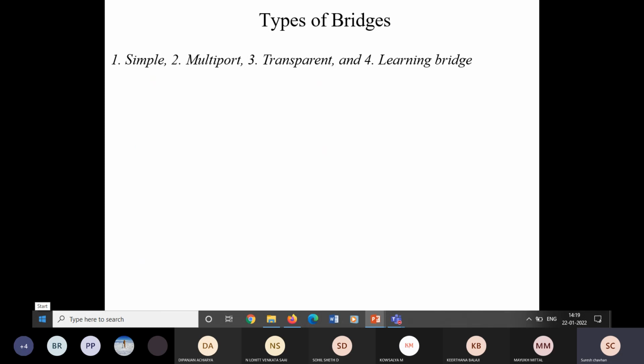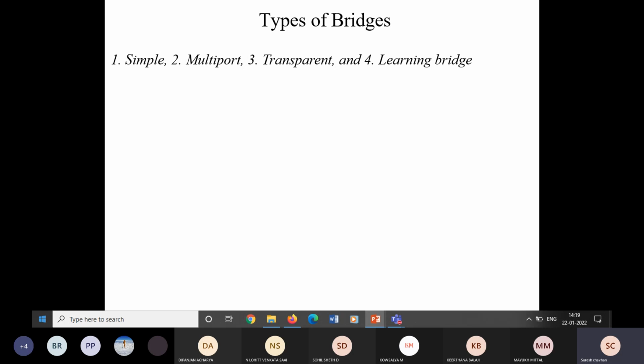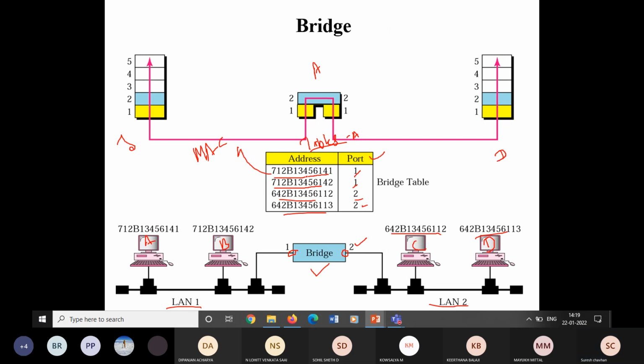So in the bridges, we have 4 different types: simple, multi-port, transparent, and the learning bridge. In the simple bridge, the addresses are there, the MAC addresses and the port numbers. These are entered manually in the table by a person.